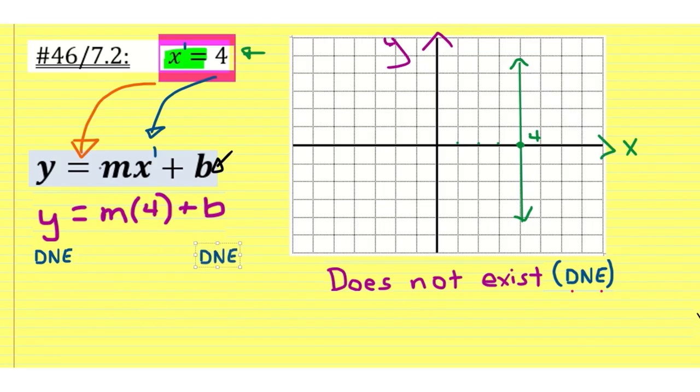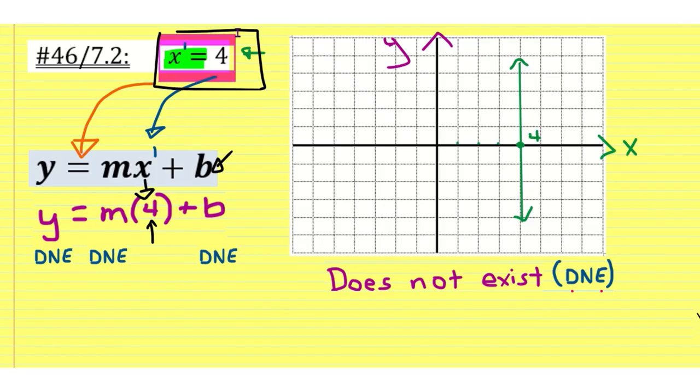So the thing is, though, that we end up with m times 4. 4 is a constant. The x is always going to be a 4. So we have to realize that the slope also does not exist, because the only thing that is identified in this line is that x equals 4. X will always be equal to 4. Nothing is ever going to change that. So the slope does not exist as well.